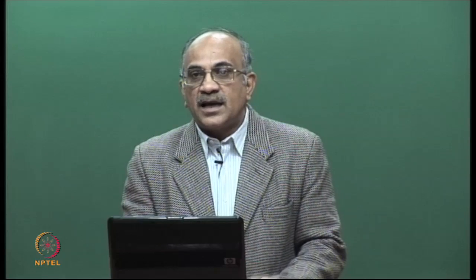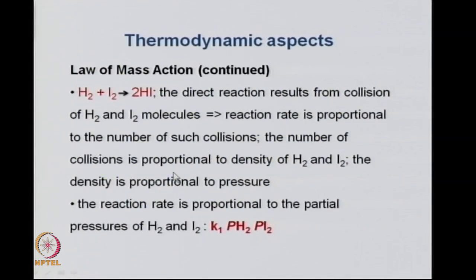And the number of collisions is proportional to the density of the hydrogen gas and the iodine gas. So, the density is proportional to pressure, and hence finally, it boils down to the reaction rate being proportional to the partial pressures of hydrogen and iodine. You can write the reaction rate as equal to a constant K1 multiplied by the partial pressure of hydrogen multiplied by the partial pressure of iodine, and that will give you the rate of the reaction.